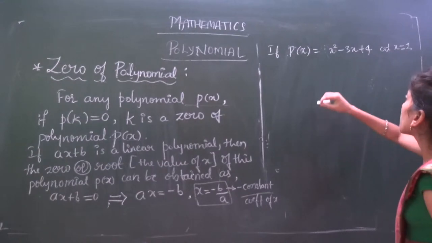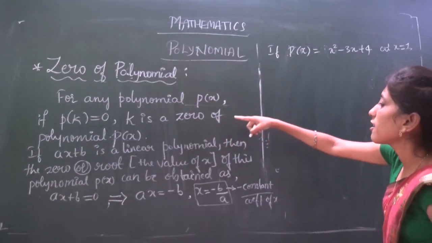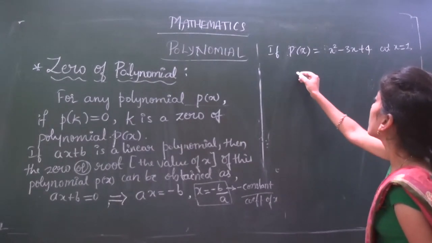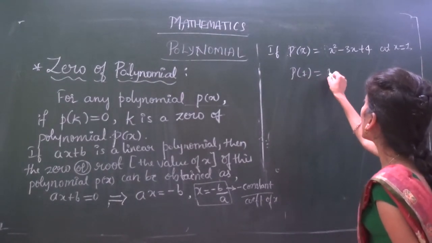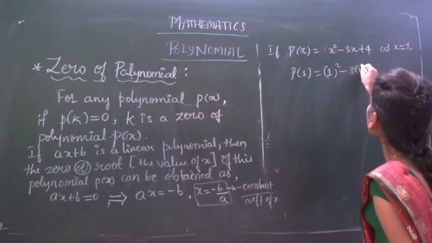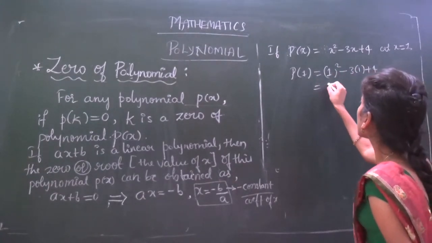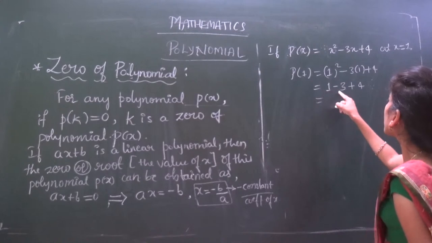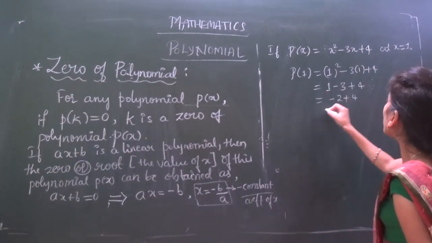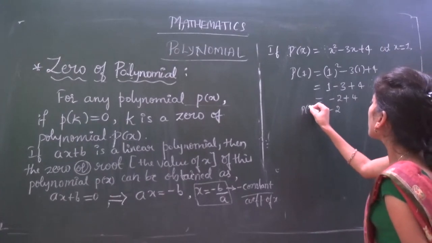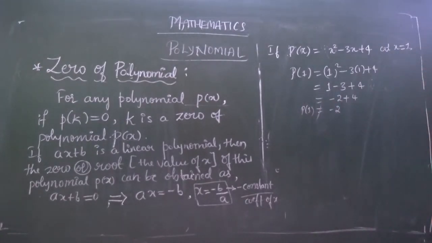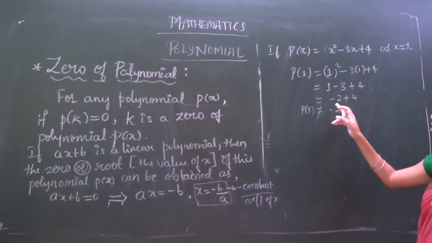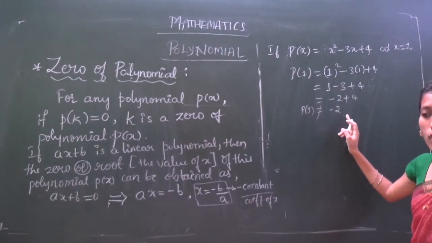At x is equal to 1, is it a zero of the polynomial or not? At x is equal to 1 means here k is equal to 1. Instead of writing the k value, they have given x is equal to 1. So when you substitute 1, what happens? 1 square means 1, so this is 1 minus 3 plus 4, that is minus 2 plus 4, so this is 2. So it is not a zero of the polynomial, because we should get 0, then only we can say this is a zero of the polynomial. Fine.